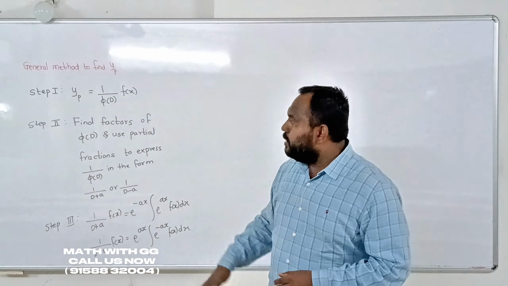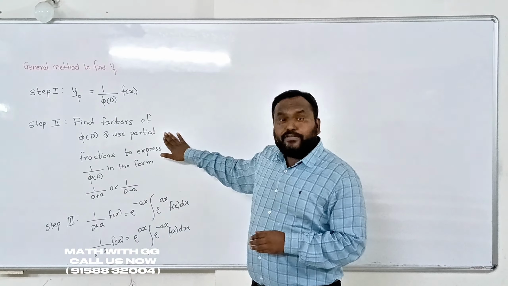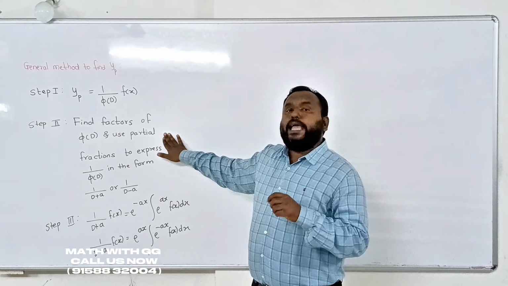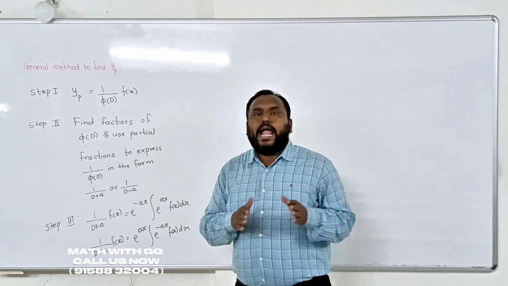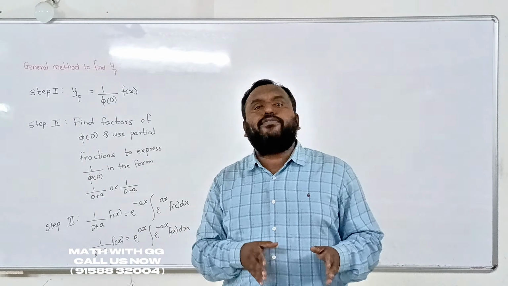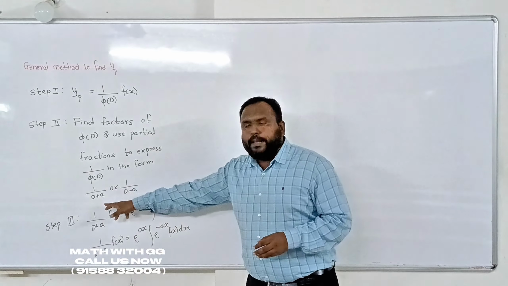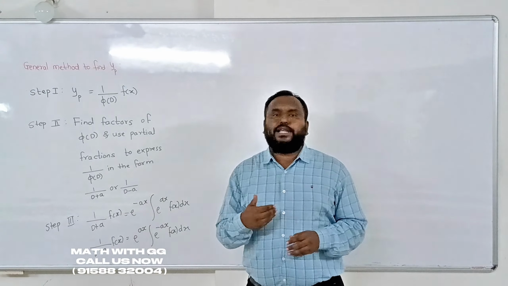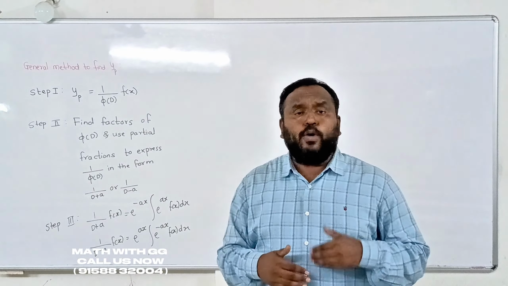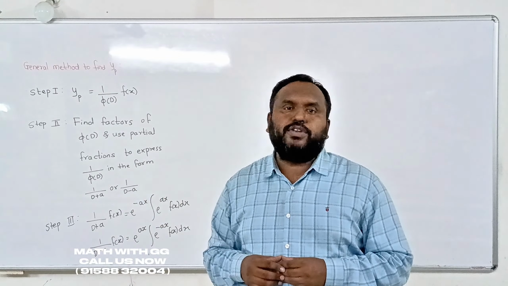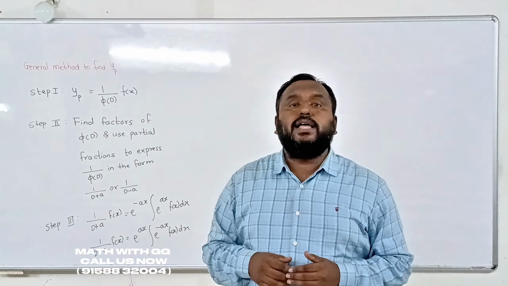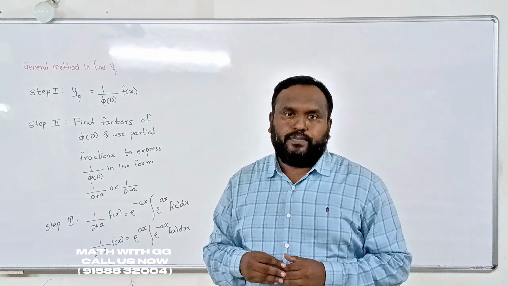Step number 2 is: find the factors of phi of D and express 1 upon phi of D as addition or subtraction of linear factors in the form 1 upon D plus a, 1 upon D minus a using partial fraction. If you don't know partial fraction, you can watch our partial fraction video. The link is in the description below.